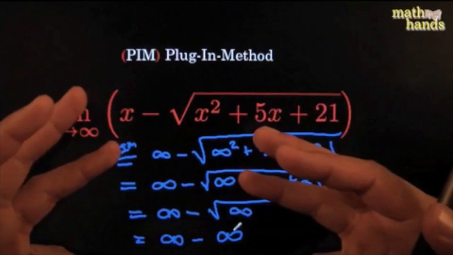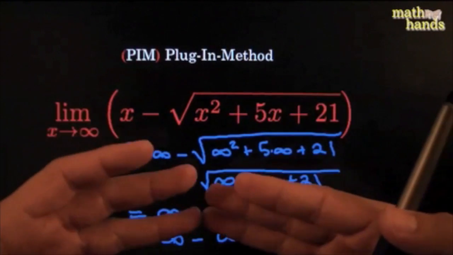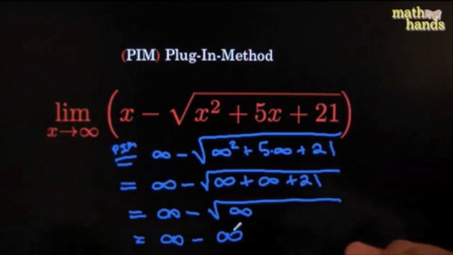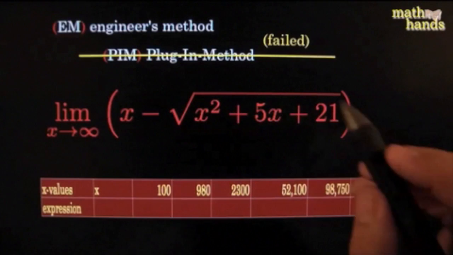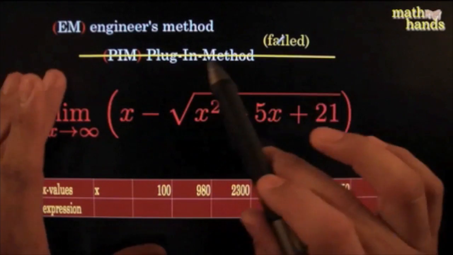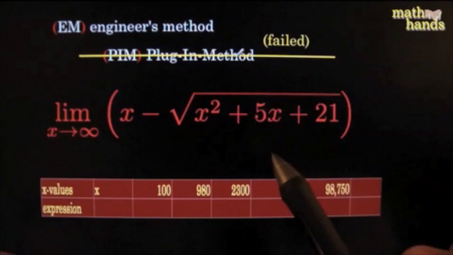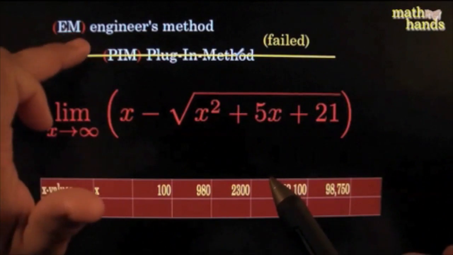What do you get here? The best that the plug-in method can deliver for us is that we've got an indeterminate form. Well, so much for that, right? So much for the plug-in method on this problem. On this problem, because it gave us an indeterminate form, you can declare it failed. You're fired. We got to come back to the only other method we know.